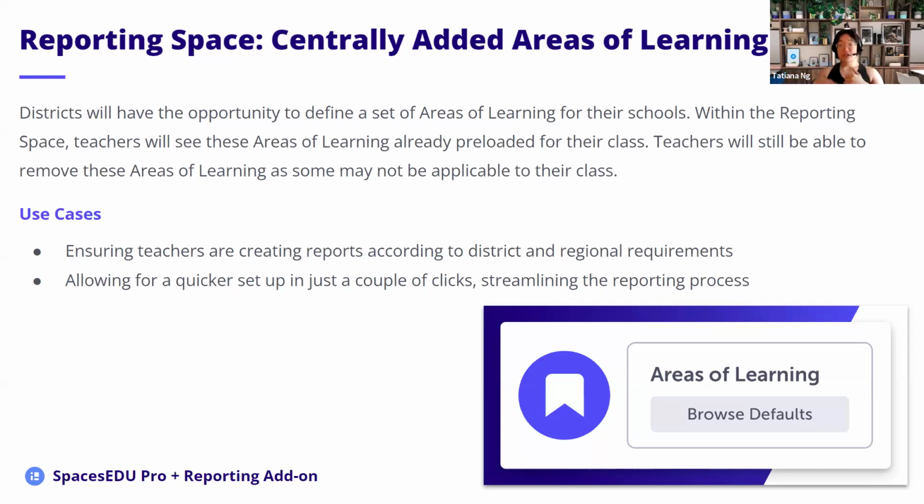This ensures that teachers are creating reports according to district and regional requirements, and again, allows for a much quicker setup in just a couple of clicks, really streamlining the reporting process for you within the platform. District administrators will have the opportunity to set or define a set of areas of learning for their schools. That includes 20 maximum in the back end. On top of that, teachers can add additional ones if they wish, up to 20 within their students' reporting space.